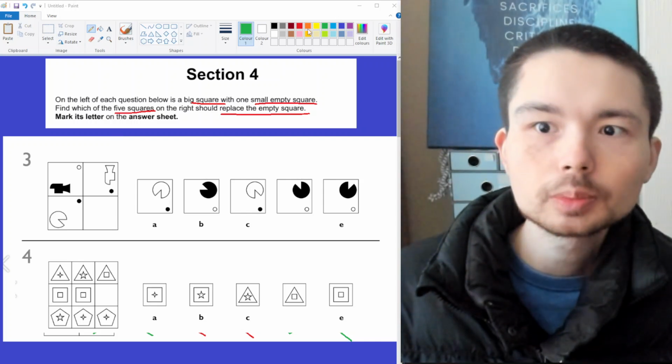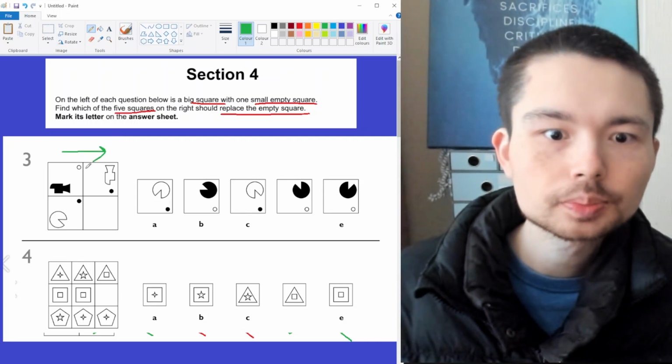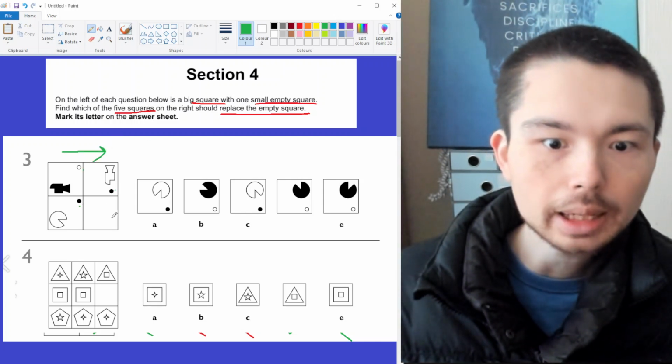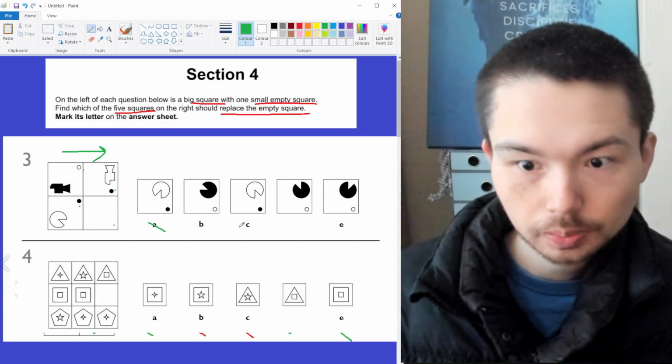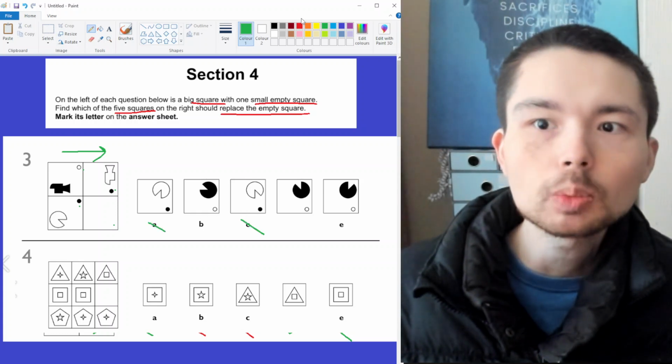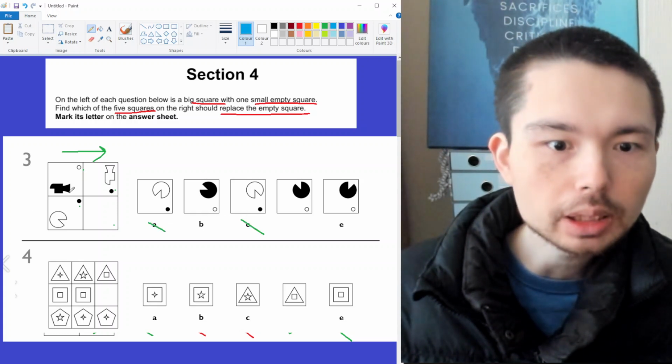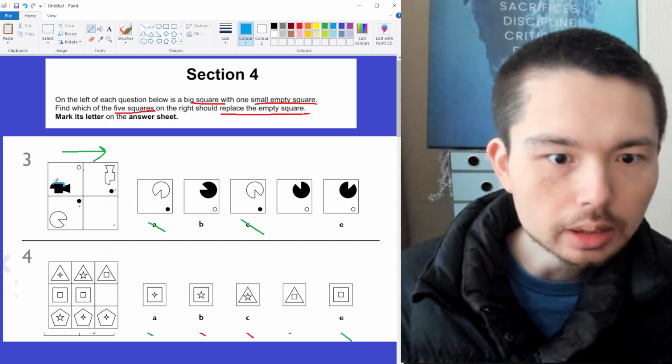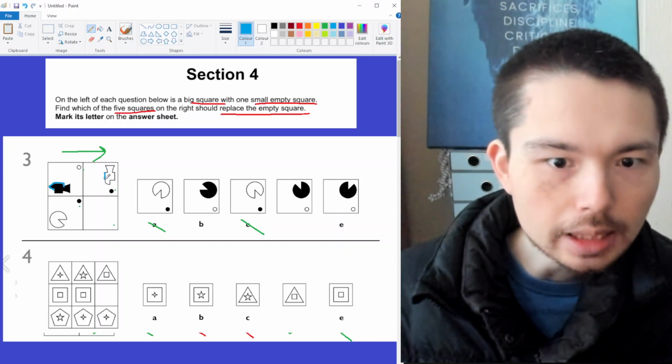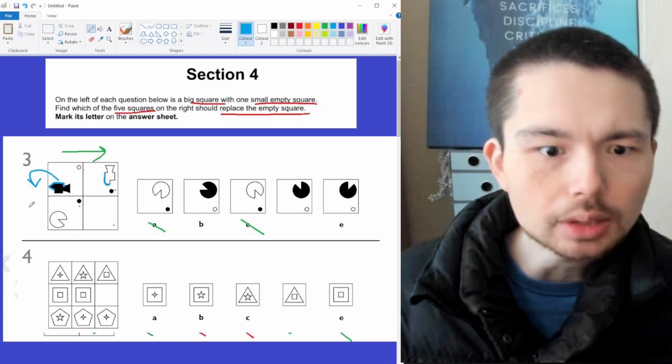Question 3. We go across. White, black, black, white dot. Look at that weird shape. It's just such a weird, ugly looking shape. Here and then here, it kind of spun round like this.